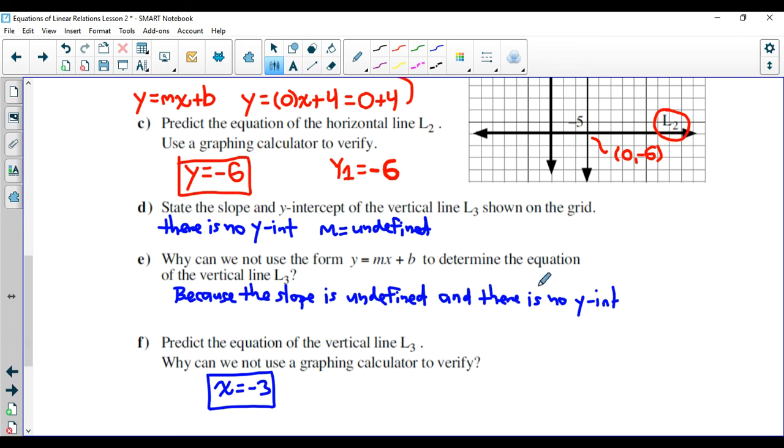Again, because it's telling you no matter where you are in that vertical line, the value of x is always -3. Now it says here, why can we not use a graphing calculator to verify this?